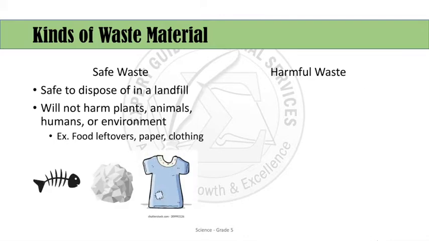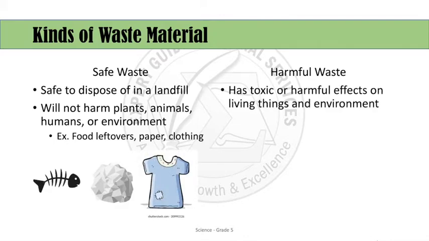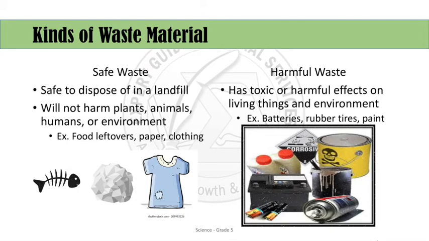For harmful waste, we have materials that have toxic or harmful effects to living things and the environment. Examples are batteries, rubber tires, and paints. So these things are toxic. When we say something is toxic, it means it has harmful effects on living things and the environment.